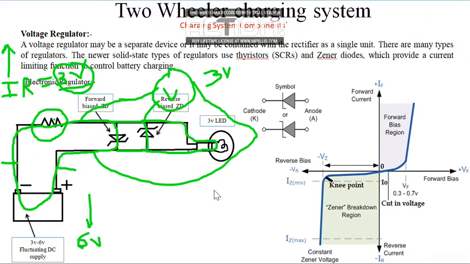By taking advantage of such a characteristic, we couple the Zener diode in parallel to our load in the charging system. In a charging system, our load is nothing but our battery. So we connect our Zener diode in reverse bias to our battery. Here we coupled the Zener diode in reverse bias to our LED, but in the case of the charging system, we couple the Zener diode in reverse bias with the battery, that is, in parallel.